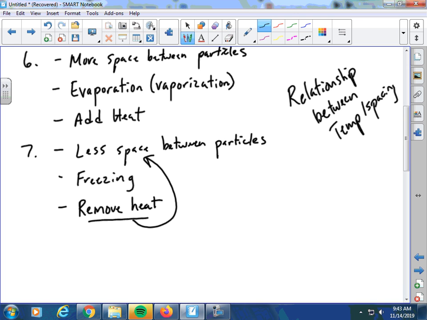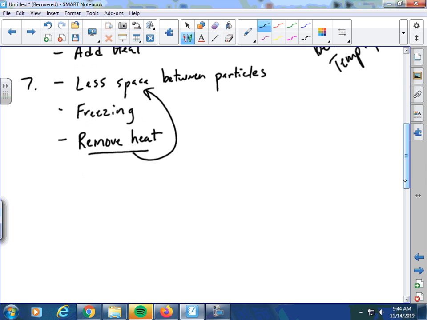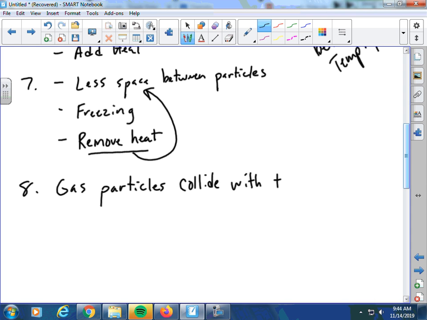All right, number 8, what causes a gas to exert pressure when confined in a container? So the answer to that is gas particles collide, bounce off, with the walls of the container. So every time those gas particles are bouncing off the walls of the container, that's what's making the pressure.